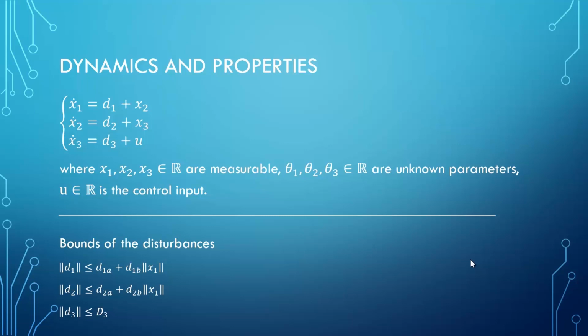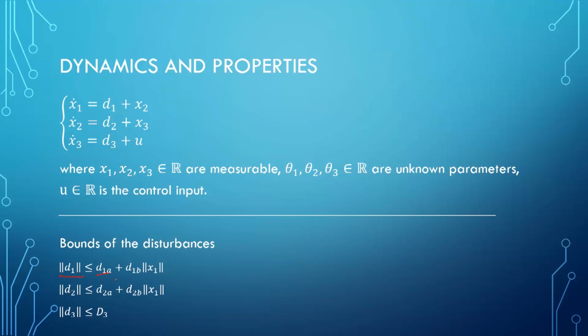So for example, the norm of D1 can be upper bounded by a positive constant and a constant times the norm of x1, and same as D2. And D3 can be upper bounded by a constant. The states x1 to x3 are measurable. You can use that in the controller for sure.